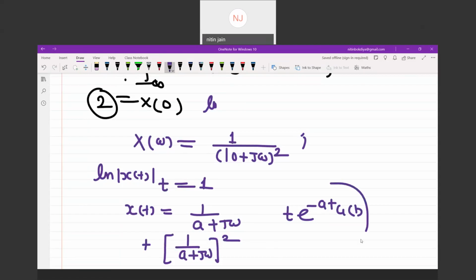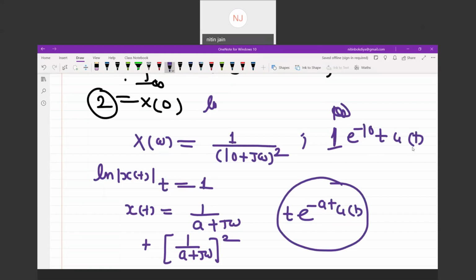So this is the inverse Fourier transform for t equal to 1. And what is the value of a? A is 10. So for t equal to 1, we get 1 into e to the power minus 10t u(t). So x(t) at t equal to 1 equals e to the power minus 10. So you can say the answer is 10 because he wants the mod of log of t. So the mod of log of t is 10. 10 is the correct answer for this question.